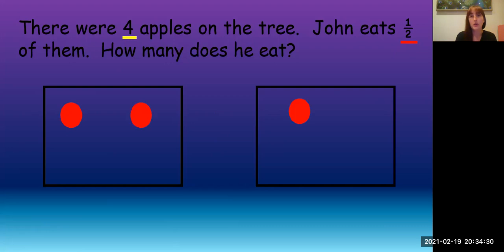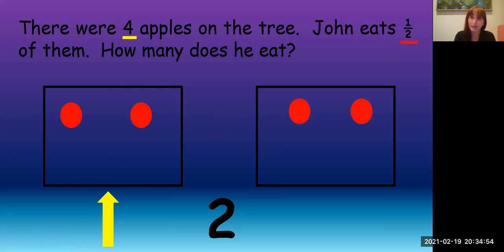1, 2, 3, 4. Now, he only eats 1 half. So how many of those groups am I looking at now? My numerator, my top number says 1, so I just want to look at one of those groups. There are 2 in that group. So half of 4 is 2. He has eaten 2 apples. And that's it. I've solved my problem.